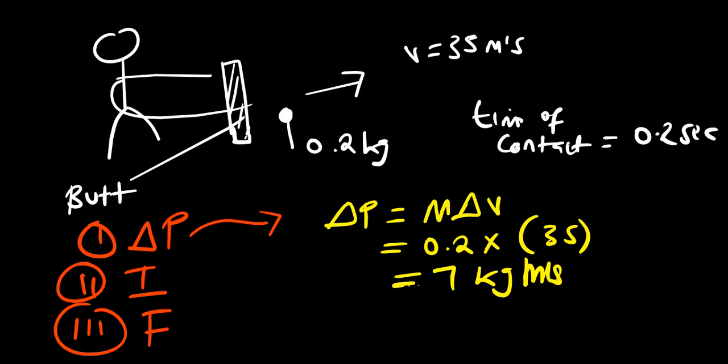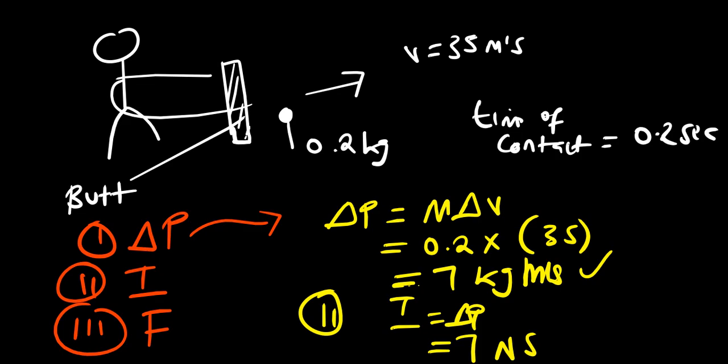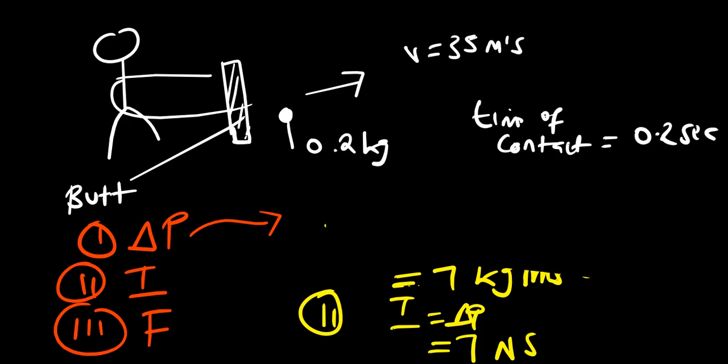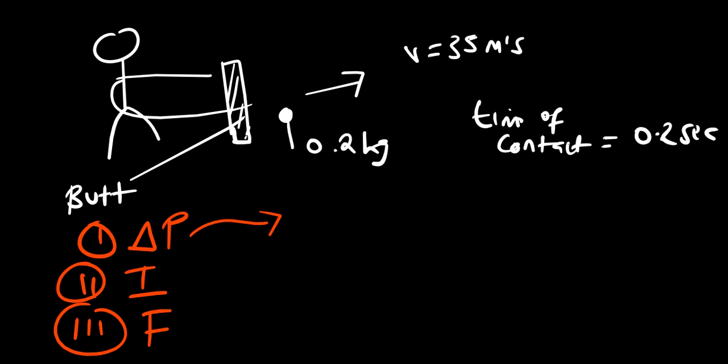Then number 2, the impulse. We know that the impulse is just equal to the change in momentum. So if momentum is 7, the impulse will be 7 as well. You know that impulse is measured in newton seconds. So that's how we're going to solve the second one. What about the third one? How are we going to solve the third one?